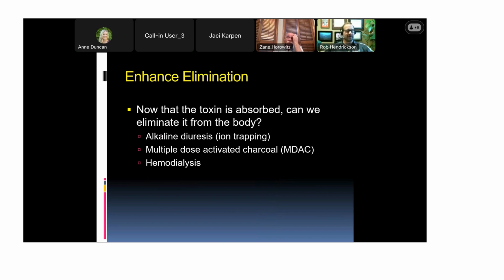I'm going to keep going, but at the end, we can also stop for questions too. So just jot them down.